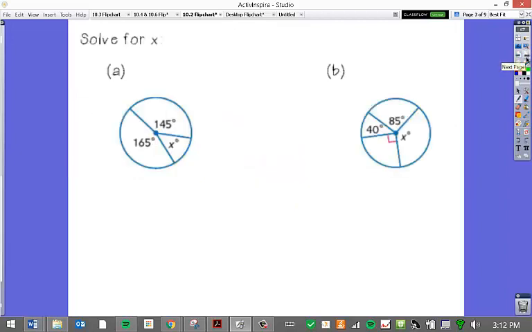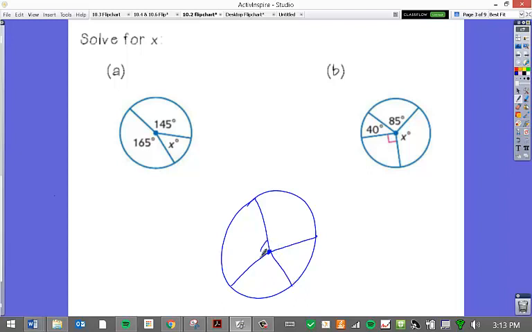Okay, so in a circle, this is the center of your circle. All the way around the circle, if you add up all those angles, they all have to add up to 360 degrees. So if I added this angle plus this angle plus this angle plus this angle, if I added up all of those central angles, they're going to have to add up to 360 degrees. All the way around the circle, 360 degrees.